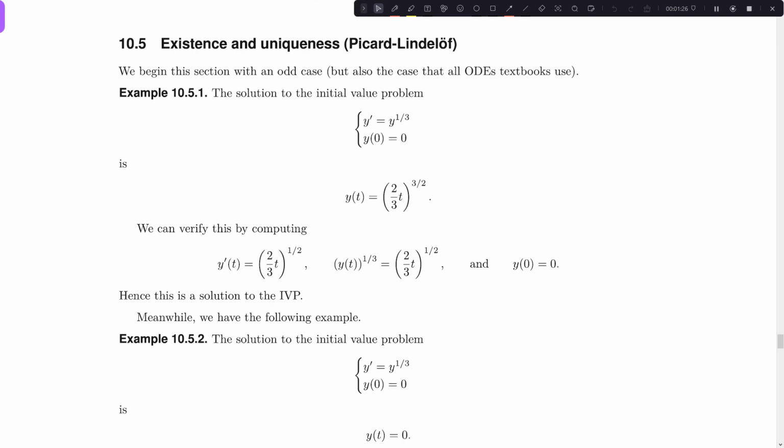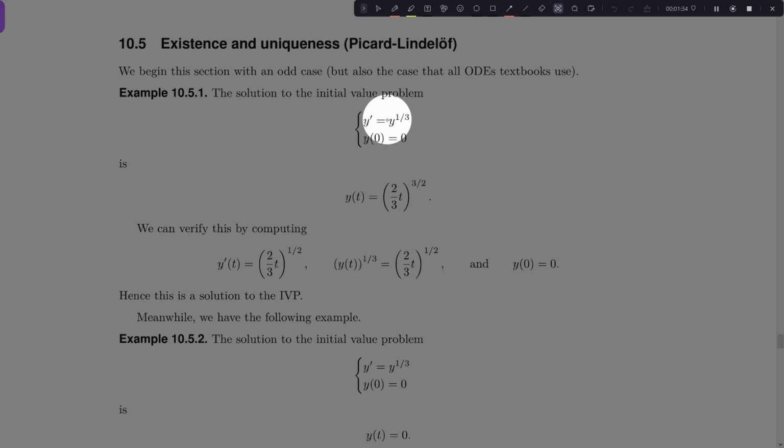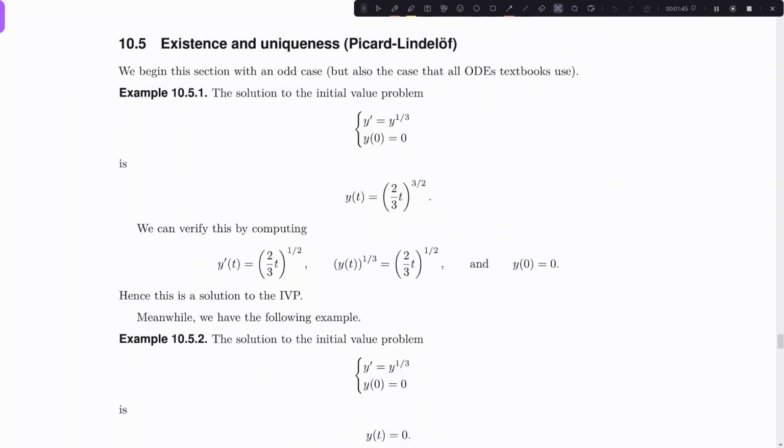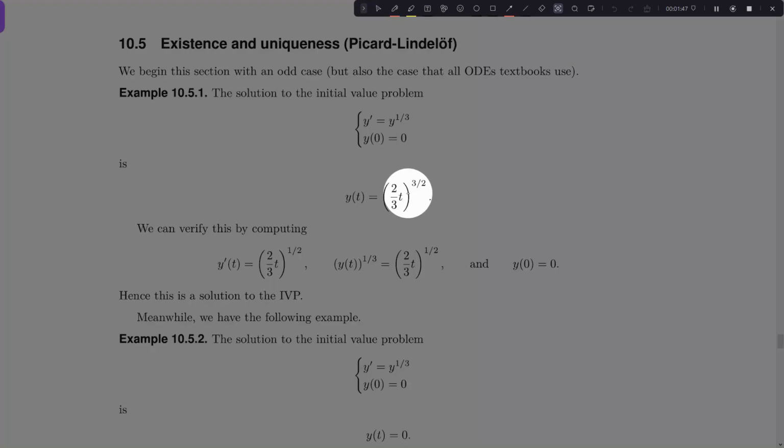So we'll start here with a nice example where we're looking at the initial value problem. y prime is y to the 1/3 power, and at 0 it's equal to 0. And I'm going to present the following as a possible solution. We don't necessarily have a way of solving for this solution yet, but I'm claiming this is a solution, so let's verify it. We take a derivative, we end up with 2/3 t to the 1/2.